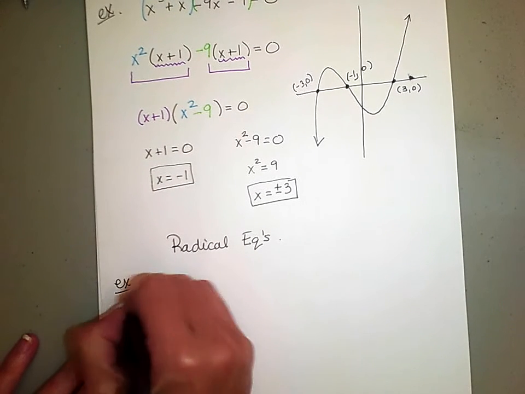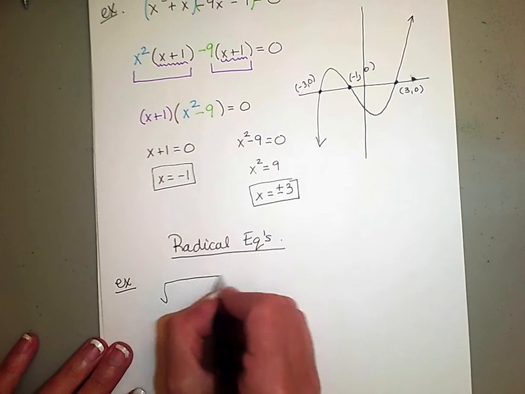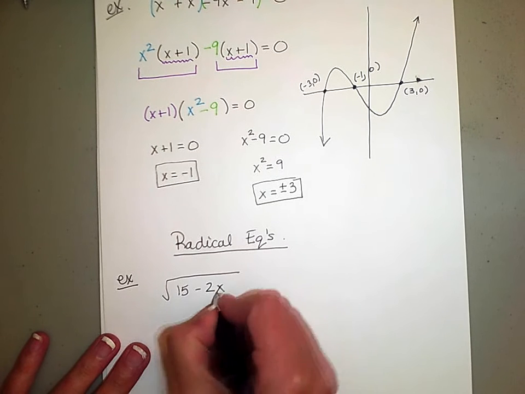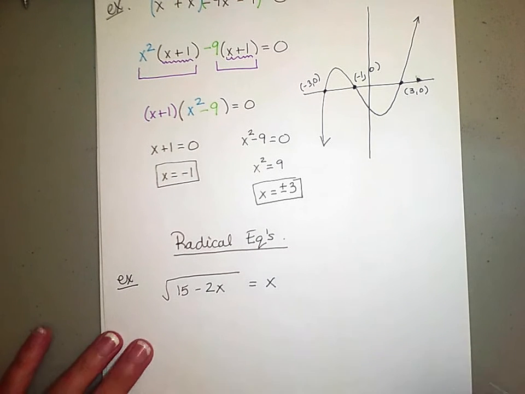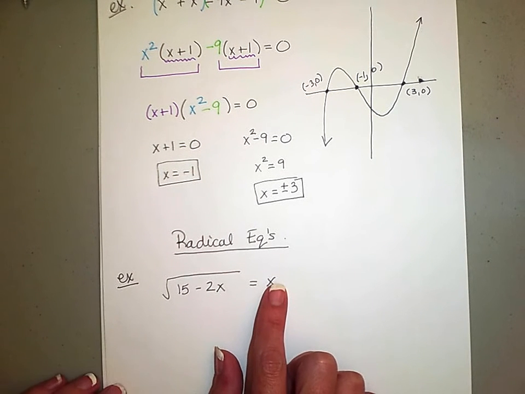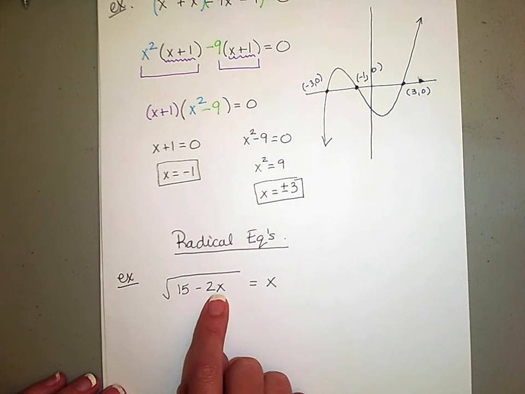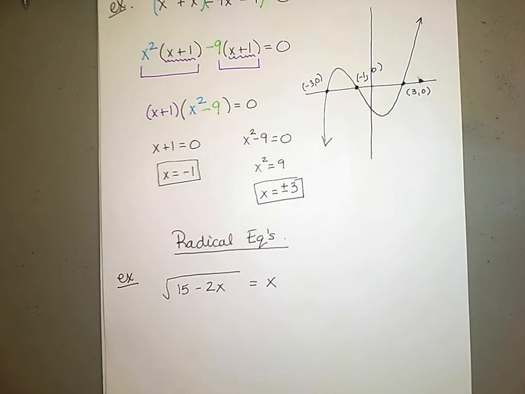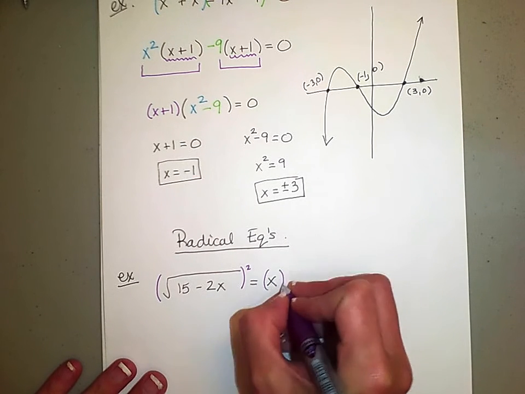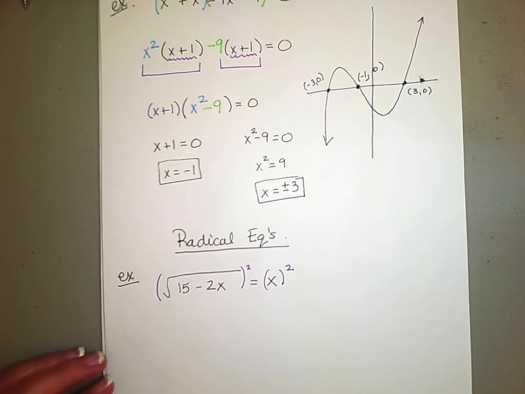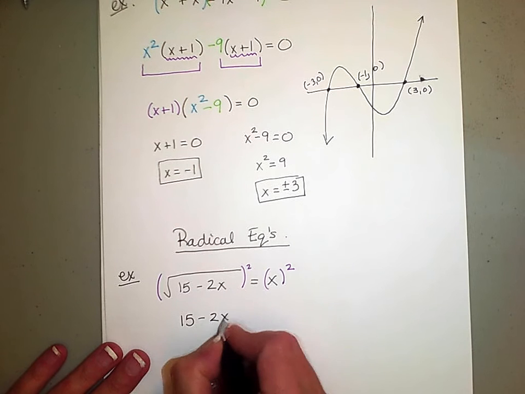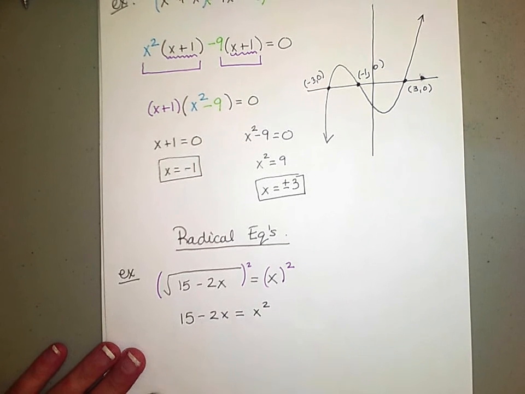Okay. So, for example, if you had to solve the square root of 15 minus 2x is equal to x. The problem is we have x's on both sides of the equation, and some of the x's are wrapped up underneath the radical. So first we have to get rid of that. And I can do that by squaring both sides. Then the square root and the squaring will undo each other, and we'll have 15 minus 2x is equal to x squared.